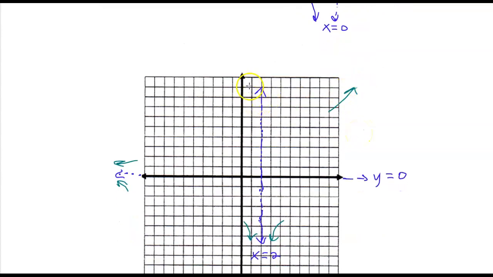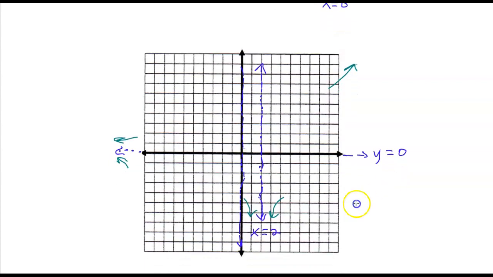So here we have another vertical asymptote at x equals 0, and I'll just try to do the best I can. For our function, let's get the right color here. On the left side, it's going to go down to negative infinity like this. On the right side, it's going to go up to positive infinity like that.